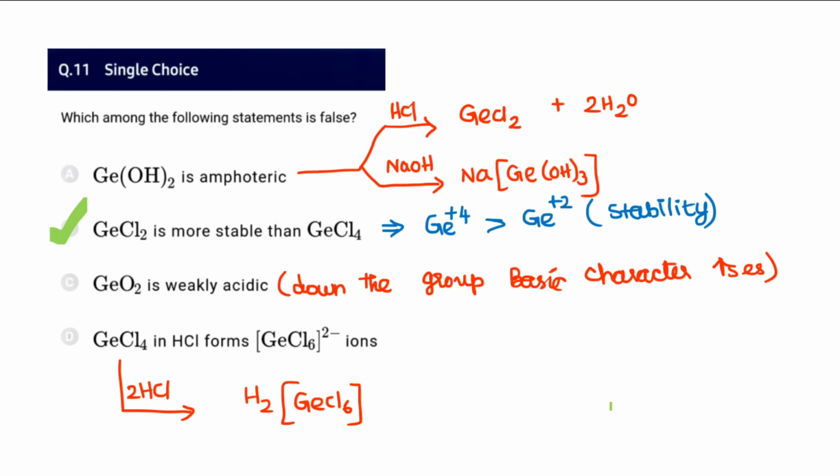Even GeCl4 in HCl forms complex compounds, and GeO2 is weakly acidic, because down the group we know the basic character slowly starts to appear. Moreover, germanium is a metalloid, so it will be amphoteric and somewhat weakly acidic. Therefore, we may say all the statements given are correct except B.